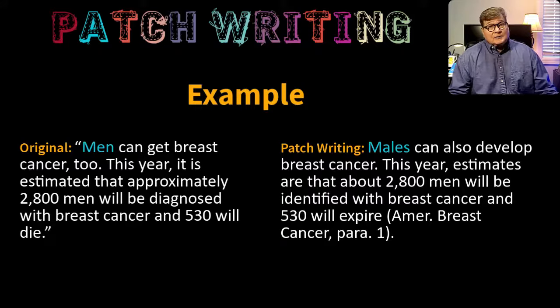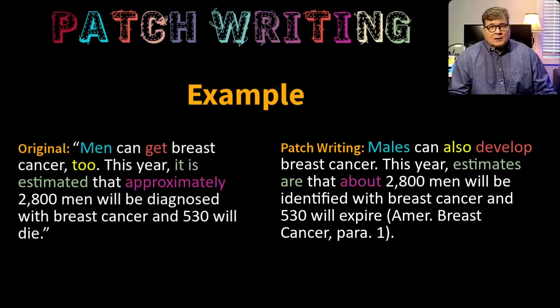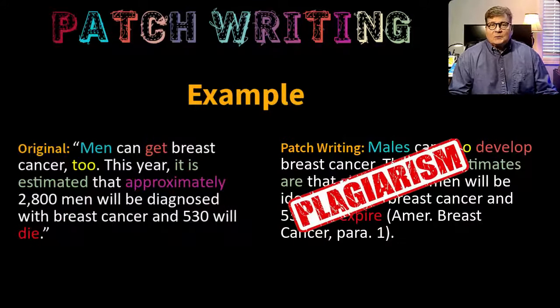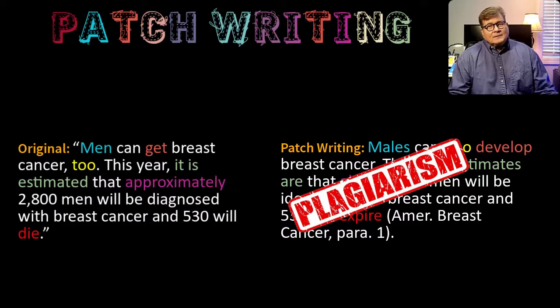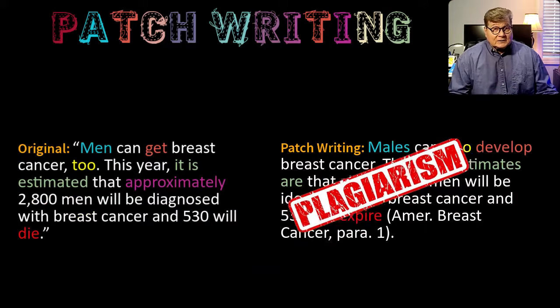Men in the original becomes males, get becomes developed, to becomes also, it is estimated becomes estimates are, approximately becomes about, and die becomes expire. Although the new sentence is not an exact match to the original, this is still plagiarism because the sentence structure of the two remains the same. Now, this rewrite is a step in the right direction, but it has not distilled or summarized an idea. A clever use of synonyms is still plagiarism, even if followed by an in-text citation.